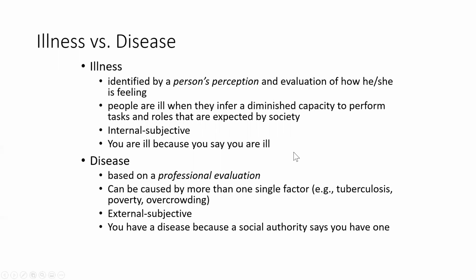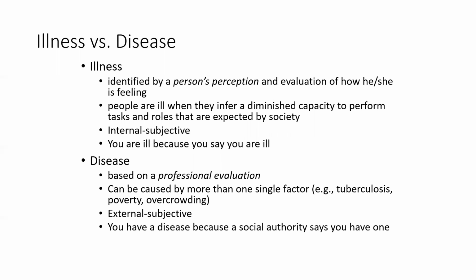Disease, what we're saying is, is based on a professional evaluation. So you have a disease because a doctor says you have a disease, or a psychologist says you have a disease, or a nurse practitioner, right? So it's based on some sort of social figure who has the power to make this decision and say, from society's perspective, you cannot perform your tasks and roles that are expected by society. So we're going to circle back to this in a minute. But the idea here is it's possible for you to feel like you have an illness, right? For you to feel that you have a diminished capacity to do whatever it is you're supposed to do. So maybe you as a student, right?